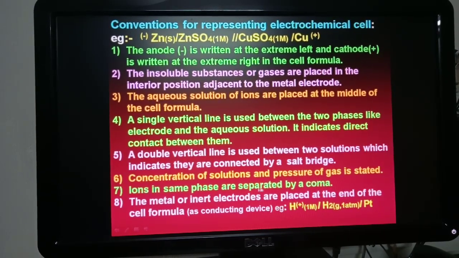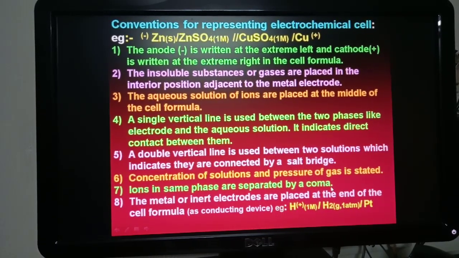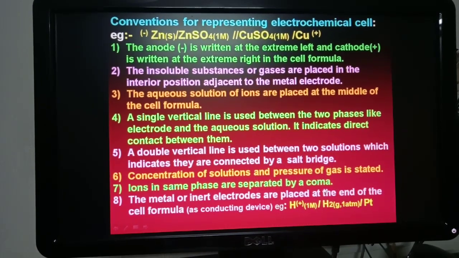Ions in the same phase are separated by a comma. Suppose Fe2+ and Fe3+, these ions are in direct contact with each other. They are the ions which are of the same phase. Then they should be separated by means of a comma.